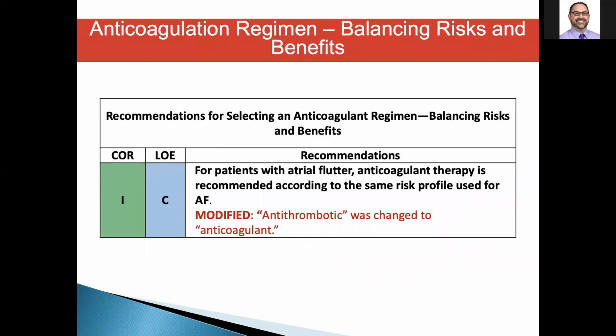And then for patients with, talking about the anticoagulant regimens, balancing risk and benefit, we should recognize that all patients with A-flutter and AFib are just as likely to develop stroke, so we should be utilizing the same risk profile for each.